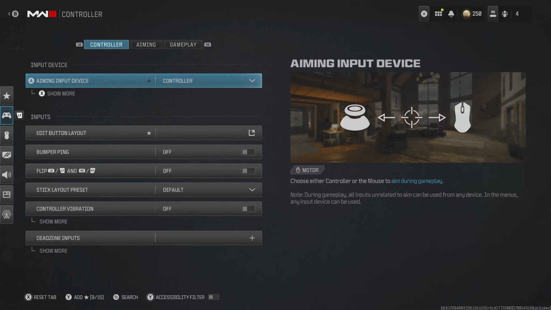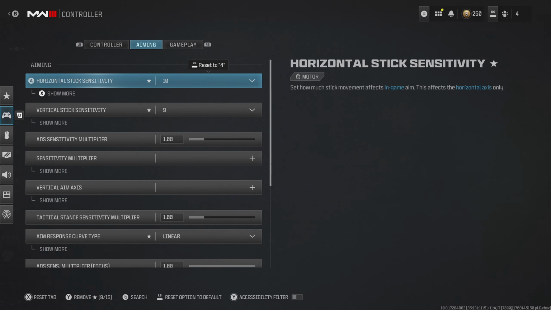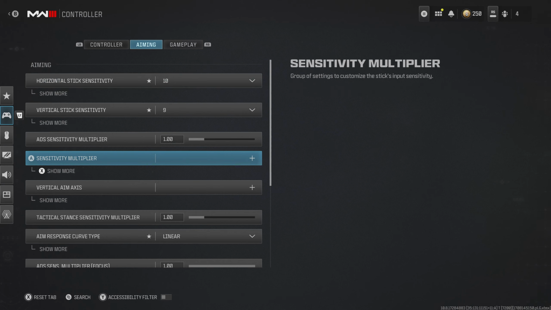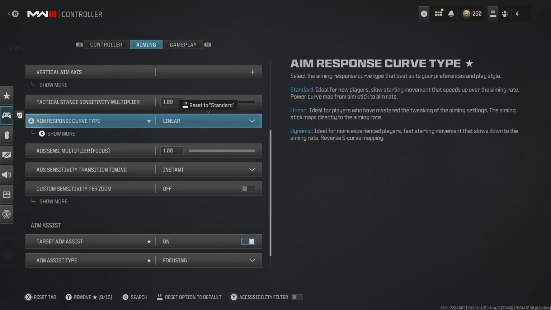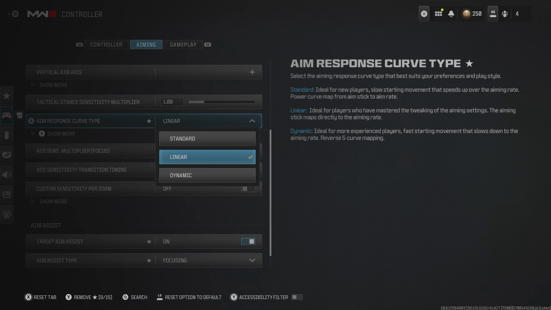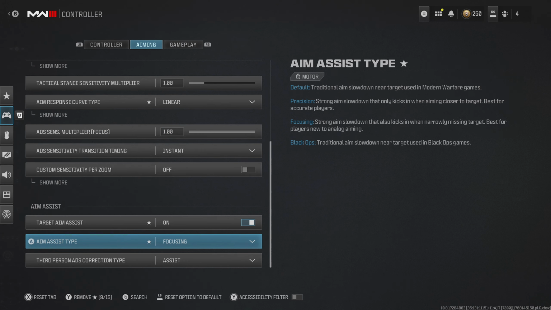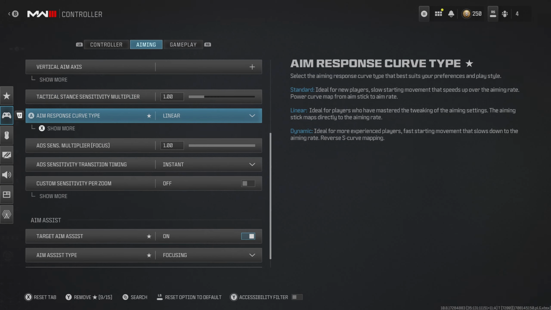Those are my settings. Linear focusing is the biggest takeaway. If you're going to take anything away, the sensitivity is up to you, but I would definitely recommend linear focusing, or at the very least, if you're used to standard, then just have standard and focusing. At least try that. It should give you more freedom to aim around, almost like a mouse and keyboard is able to, because you don't have super sticky aim assist.